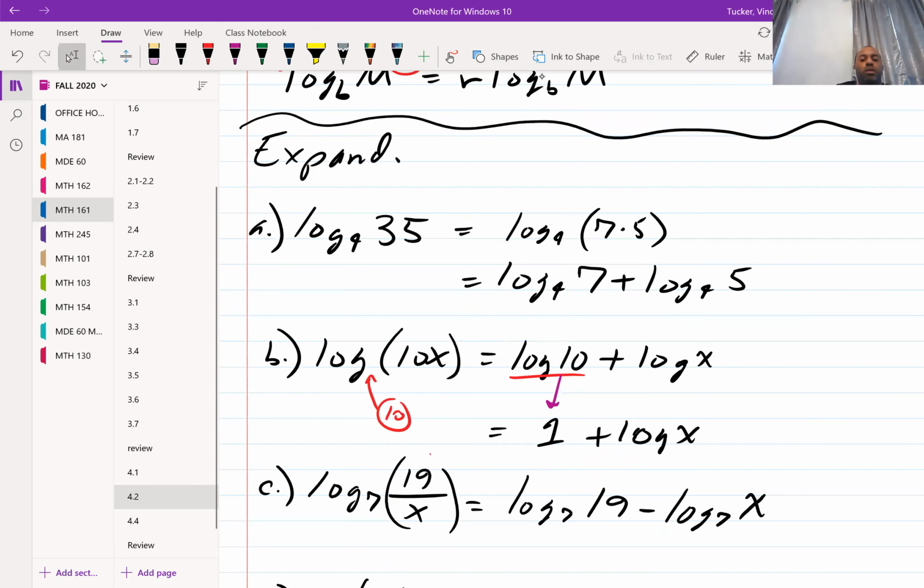Next one, log base 7 of 19 over x. So 19 divided by x, we should be subtracting. So that's what we did there. Neither one of those could be broken down any further. 19 is prime and x is just x. So log base 7 of 19 minus log base 7 of x is all we could do there.